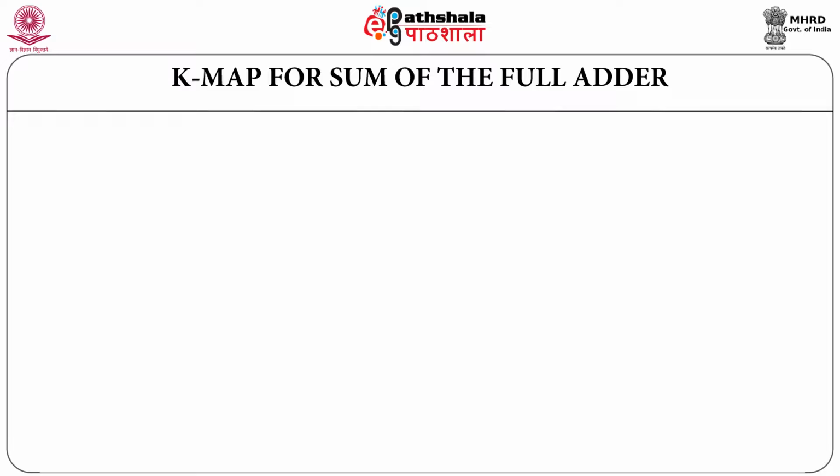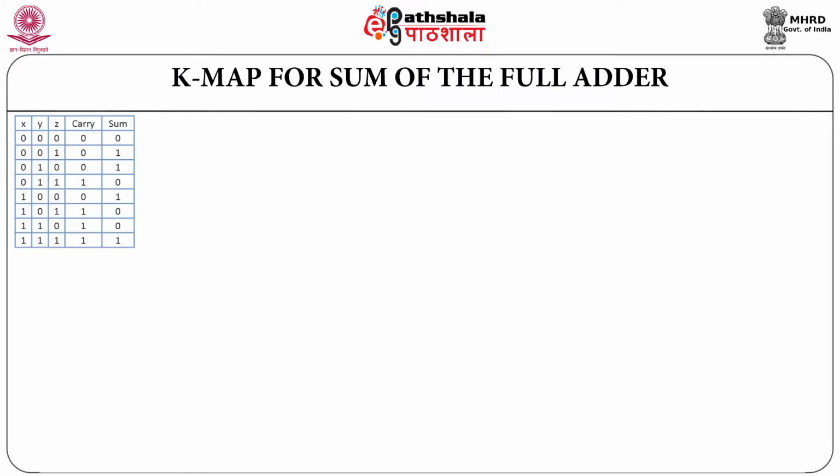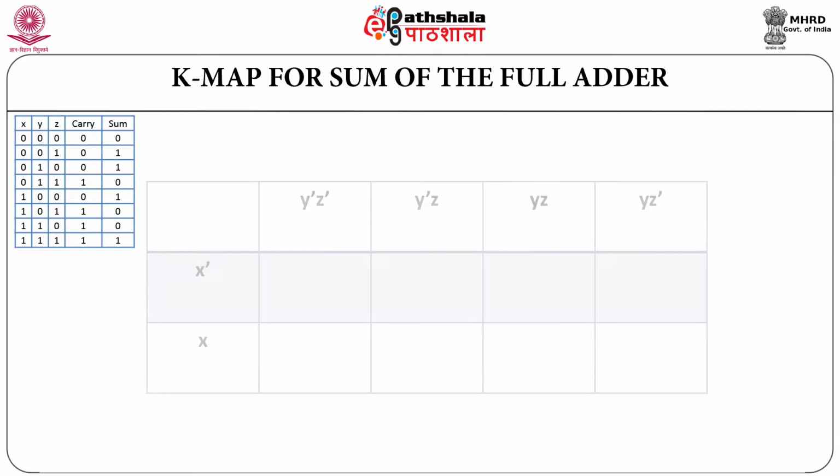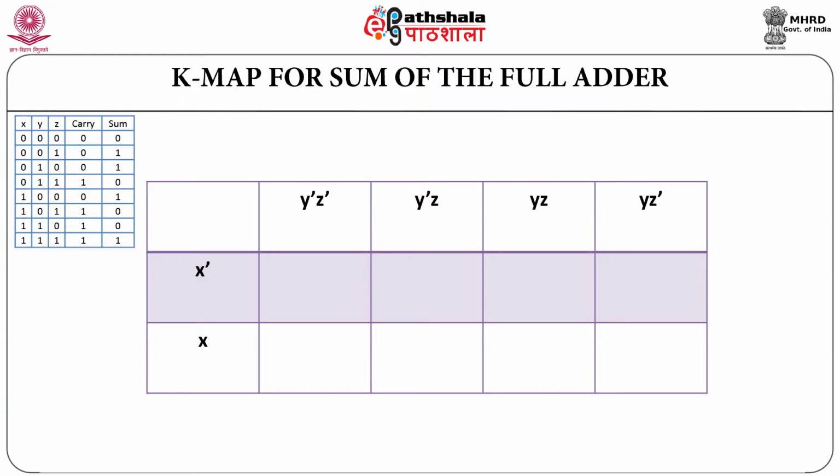K-map for the sum of the full adder. As there are 3 variables, K-map here is different. You have to incorporate the 3 variables. On the horizontal axis, 2 variables are incorporated. On the vertical axis, a single variable is incorporated. Let us take x on the vertical axis, y and z on the horizontal axis. So, for filling this, these are equivalent to 0 and 1 on the vertical axis, and 0 0, 0 1, 1 1 and 1 0 on the horizontal axis. The order has to be like that only, because then only you can use it for K-map.